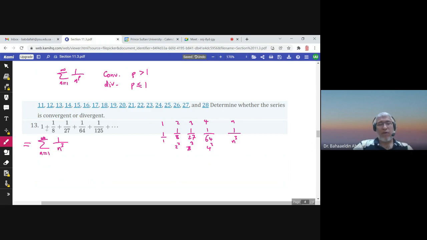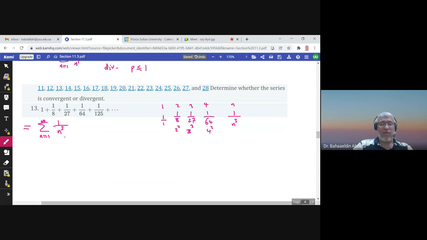If you put n equals 1, you get 1 and so on. So does this series converge or diverge? Well, this is a P series with p equals 3, greater than 1. So this series is convergent. That's it.